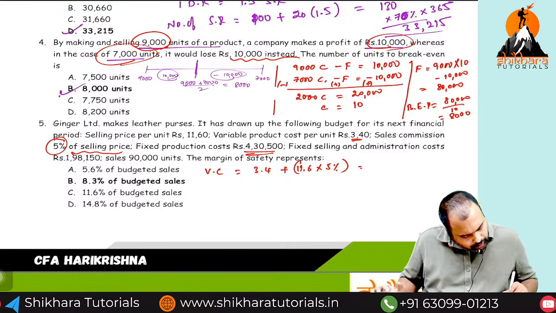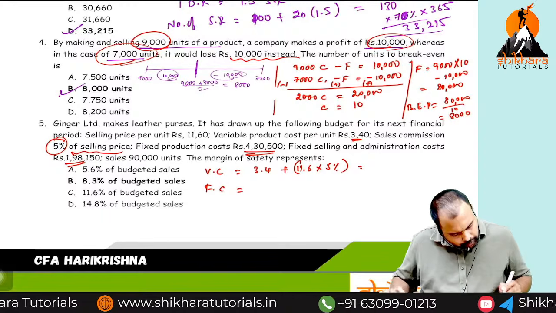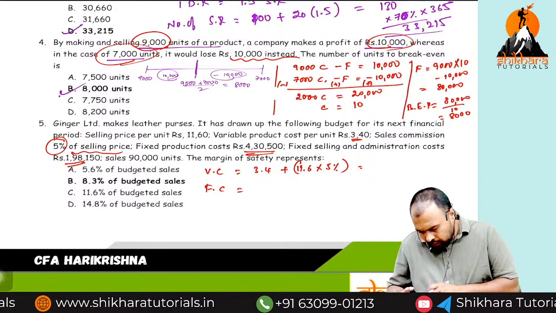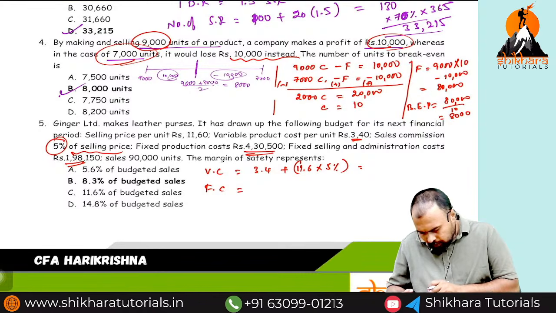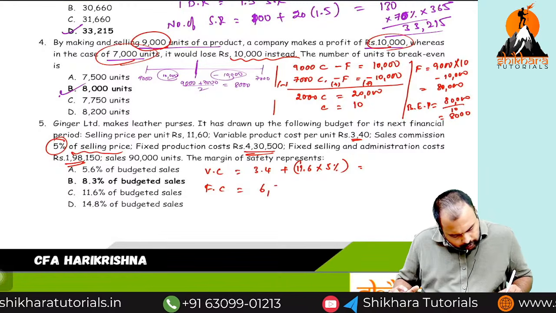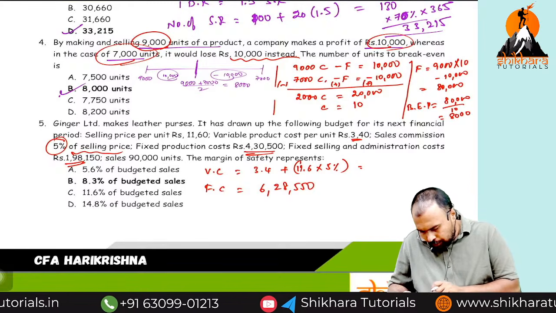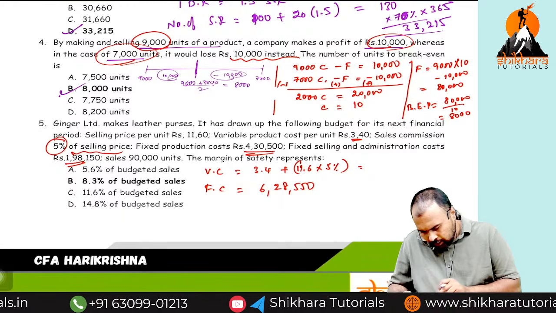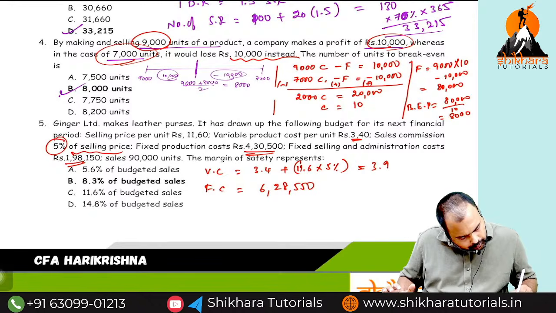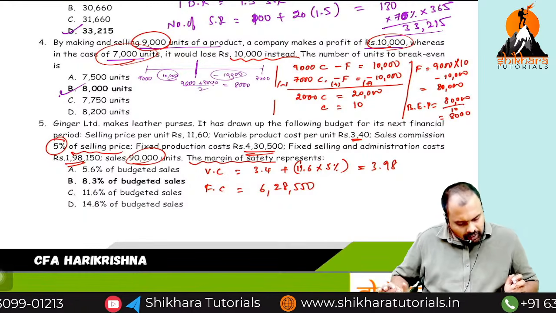fixed production cost is given as 4 lakh 30,500, fixed selling expenses and administration is 1 lakh 98,050. Total fixed cost should be equal to 4 lakh 30,500 plus 1 lakh 98,050, which gives you 6 lakhs 28,550, and total variable cost is 11.6 into 5 percentage plus 3.4, which is 3.98. Then sales is 90,000 units, and what is the margin of safety.